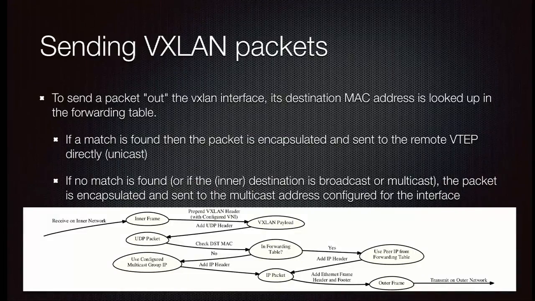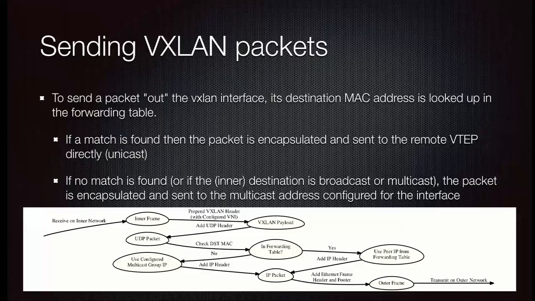Just to kind of walk through sending a VXLAN, so you bring up your interface, you either put an IP address on it and ping out it, or bridge it with a virtual machine. The virtual machine sends traffic. In any case, the traffic comes in on this inner network, the VXLAN interface. You've got a MAC frame, Ethernet frame. Stick the VXLAN header on it, add the UDP header, check if the destination MAC address is in the forwarding table for that VXLAN interface. Then we're going to use the peer IP that we've got saved. Otherwise, we're going to use the multicast group IP that's already configured when you bring up the VXLAN interface. You've then got a full, new IP packet. You send it out your layer 2 with an Ethernet frame over the outer network.